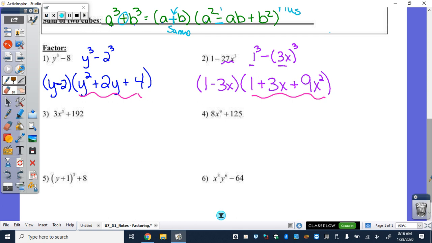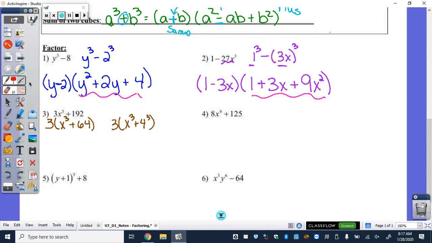So if I look at my third example here, 3 is not a perfect cube. That doesn't help me with anything. So what I need to do is I need to GCF out a 3 still. Then if I do 192 divided by 3, I get 64. 64 is a perfect cube. So this is really x cubed plus 4 cubed.